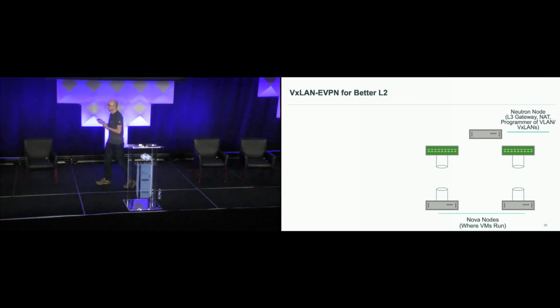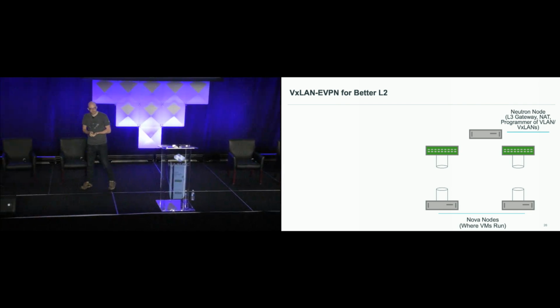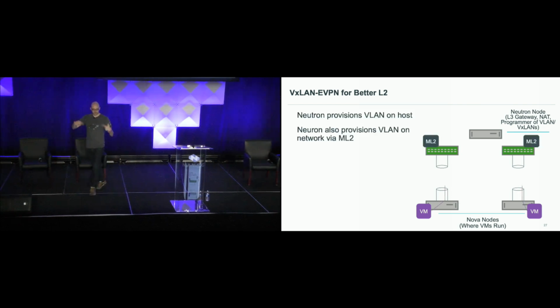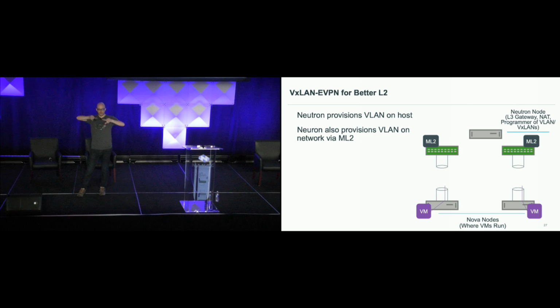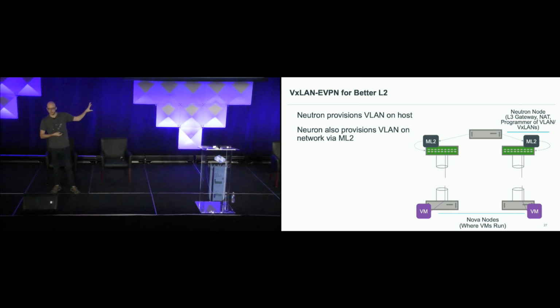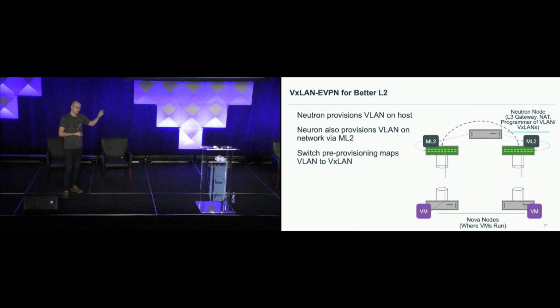So again, what does that look like on a step-by-step provisioning? I launch a VM. That VLAN gets provisioned on the host. The Neutron node provisions the ML2 agent on those switches. Those provision the VLANs down on the local trunk links to the servers. So at this point, all we've described is VLAN-based provisioning. The switch itself, its configuration that would have been pre-provisioned, would map that VLAN to the VXLAN tunnel that was pre-provisioned.